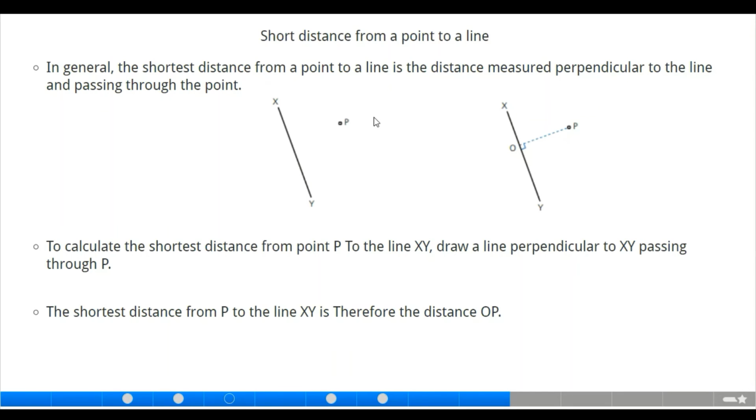And we are measuring the line through what? Through a specific point. You can see the illustration here. This is the line X and Y, and we have a point here which is point P. So we are drawing the perpendicular line to join X and Y at O.